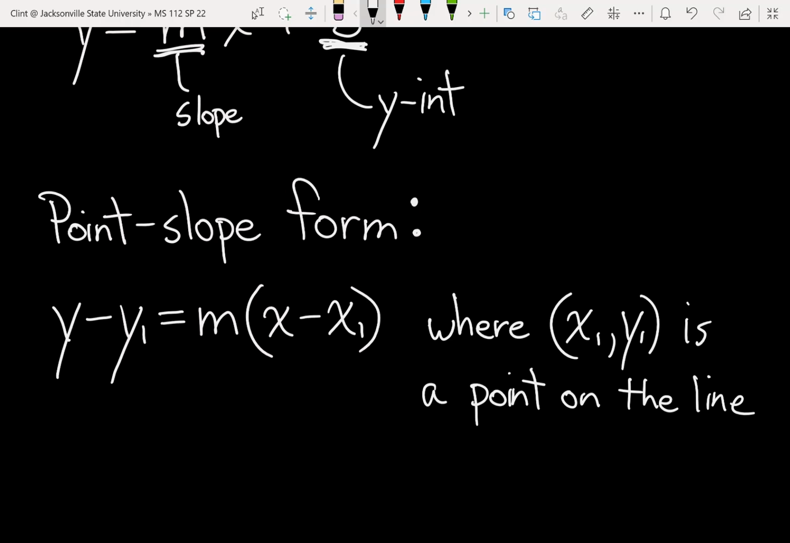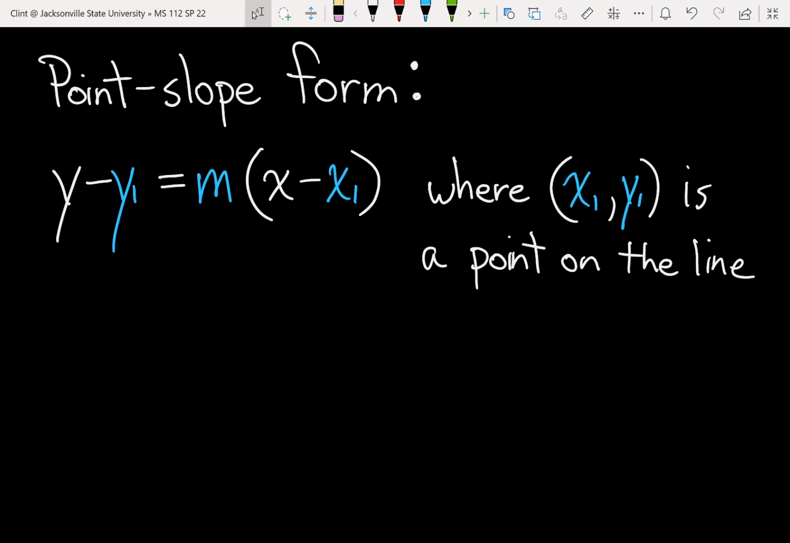Let me change colors on these, because these blue ones are the places where we plug in numbers. The regular y and the regular x are going to stay in there, because with the equation of a line, we've got y and we've got x. Then x1, y1 we plug in.